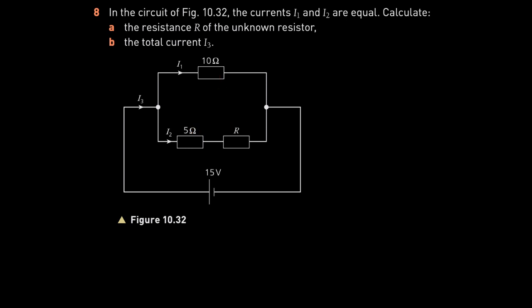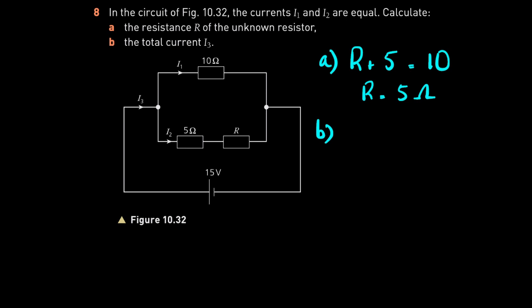So then I can say for the lower branch that the R, which is the unknown resistor, plus 5 must be 10 ohms. So then R would be 10 minus 5, which is also 5 ohms. Part B, the total current I3. And in this part, again, you cannot skip the calculations. So the total current I3.